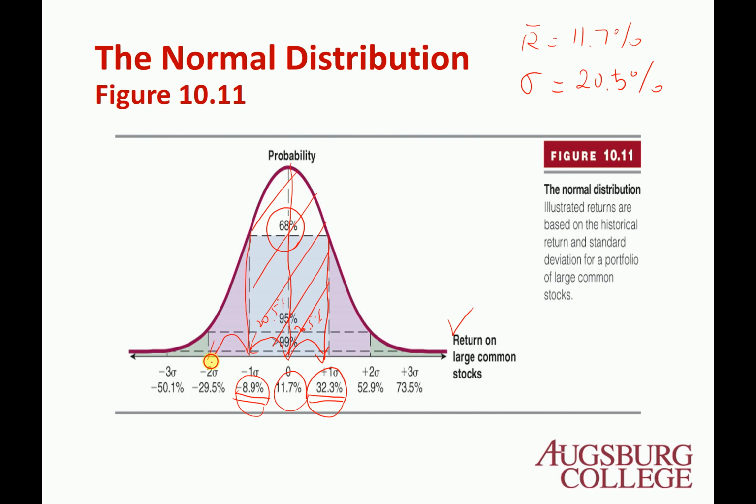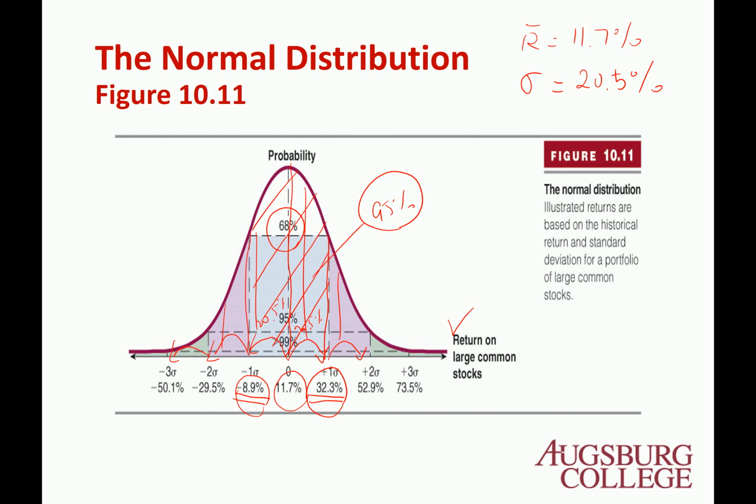Let's go to one more standard deviation. Another 20.5% here, another 20.5%, and the range is between negative 29.5% and 52.9%. And now this area is what? 95%. Two standard deviations. So it means that there's a 95% probability that your returns will be between negative 29.5% and 52.9%. That's what it means.